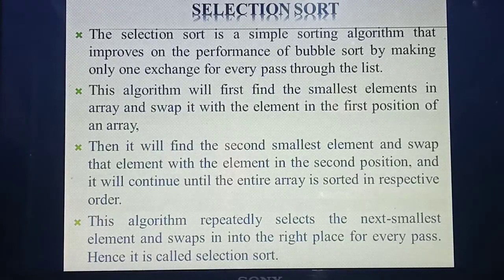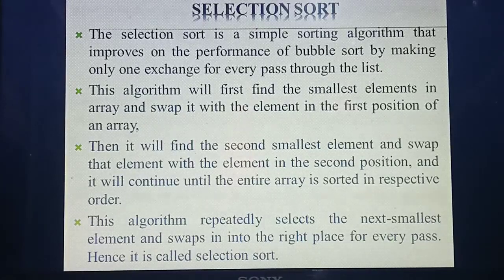Listen, how does this algorithm work? This algorithm will find the smallest element. In bubble sort you compare only the nearest pair of elements, but selection sort is not like that. The whole set of elements is stored in a list. From the whole list, you first find the smallest element, and then you bring that element to the first position.